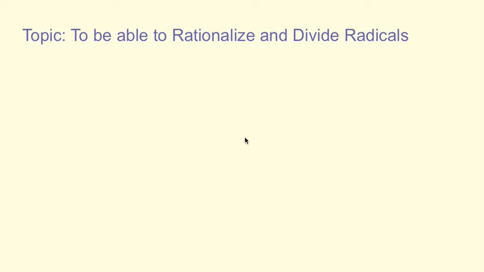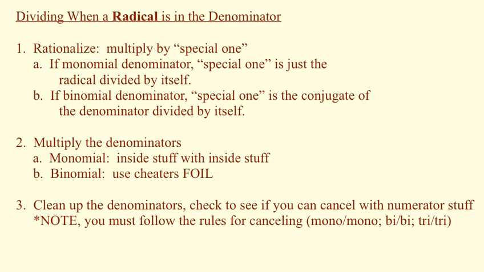And divide radicals. Here are some steps for you to look at. We're going to be talking about rationalizing the denominator, and there are two different types of rationalizing denominators. It's when you have a single, so monomial means single, then you just multiply by the special one, the one that's in the denominator. If you have a binomial in the denominator, then you have to think about special one is the conjugate of the denominator.